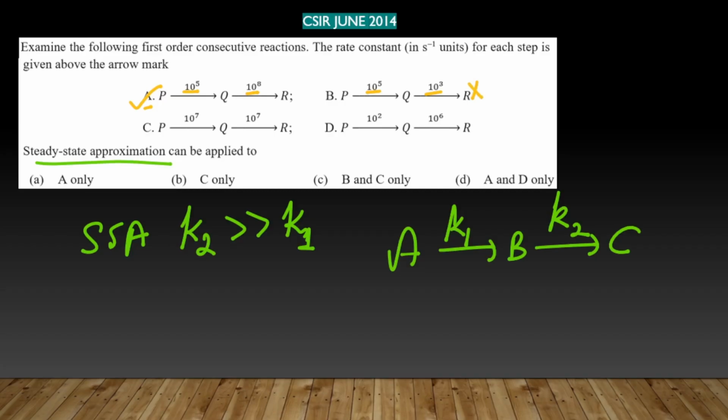Option C, both of them are equal. That also, in this condition SSA can't be applied. Option D, 10 raised to the power of 2 and 10 raised to the power of 6. Again K2 is greater than K1. So SSA can be applied. So A and D, option D will be the correct answer.